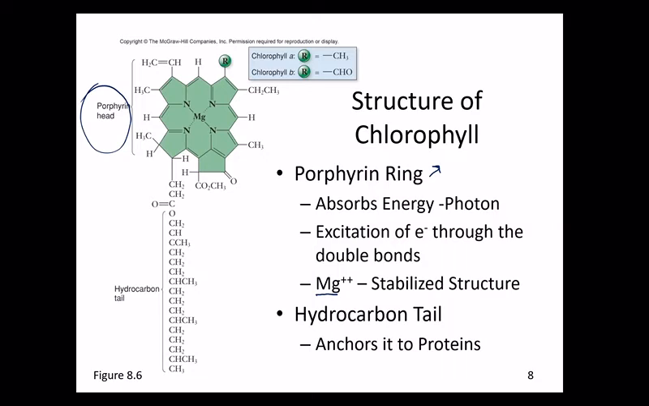The second part of this is the hydrocarbon tail. Okay? And the hydrocarbon tail is pretty simple. Its role is it's going to anchor the chlorophyll molecule to the membrane. Okay? And so that allows the chlorophyll molecule to remain attached to that thylakoid membrane where it will function to collect the light energy.